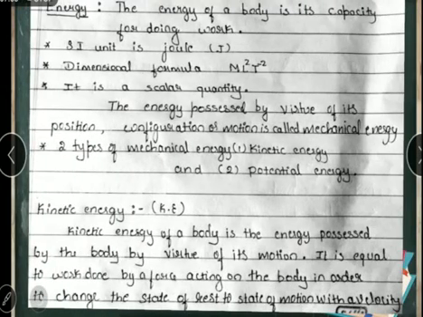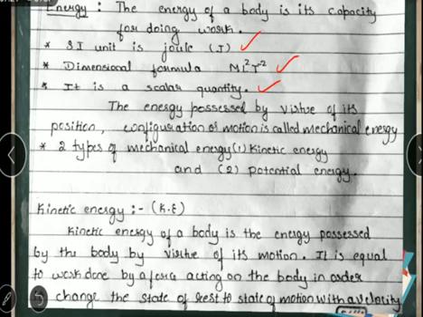Next, the term energy. ಹೌದಾ, ಶಕ್ತಿ ಅಂತ ಹೇಳ್ತೇವೆ. So, energy of a body is its capacity for doing work. Okay. The SI unit is joule. Dimensional formula m L square T raised to minus 2. It is a scalar quantity.